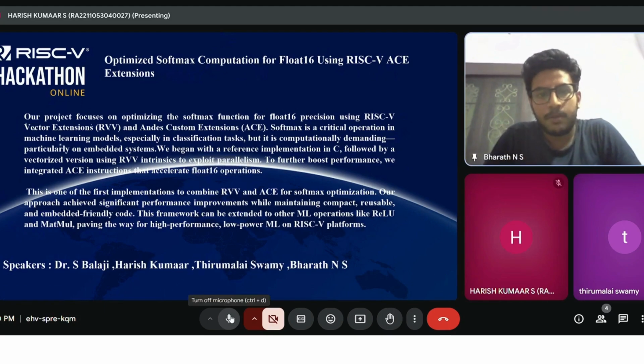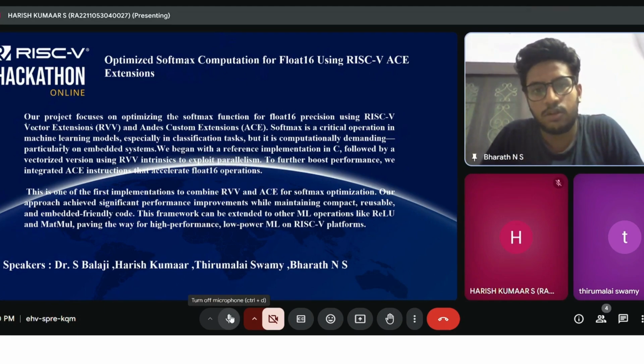To begin, we implemented a baseline C version of Softmax for float 16. This served as a reference for both correctness and performance benchmarking. Next, we used RVV intrinsics to vectorize the operations. These intrinsics let us process multiple float 16 elements simultaneously, taking advantage of the SIMD capabilities of RISC-V.